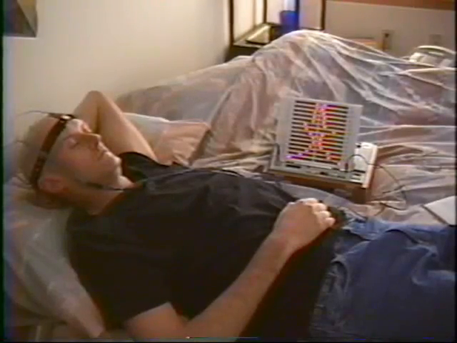This is a preliminary attempt to correlate some of these upper right quadrant brainwave patterns with certain subjective states of consciousness. Go ahead and start it up again. And what I'm going to show, I think, in the next sequence here is a much more standard pattern of meditation.